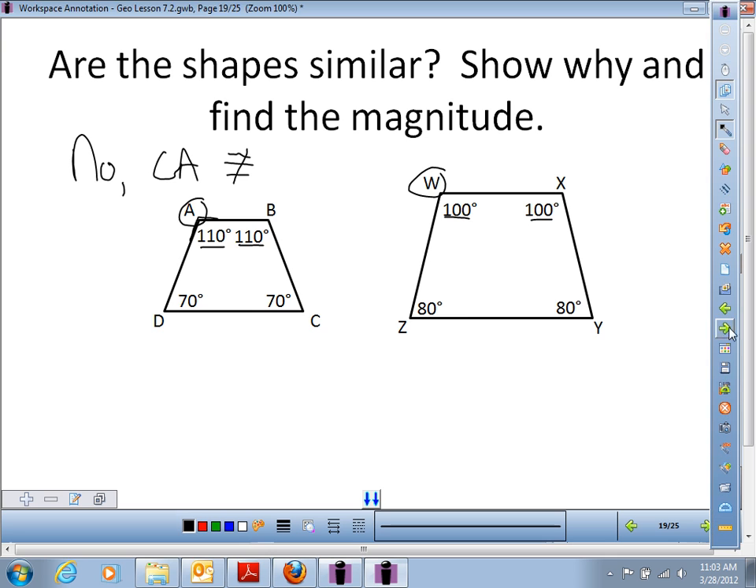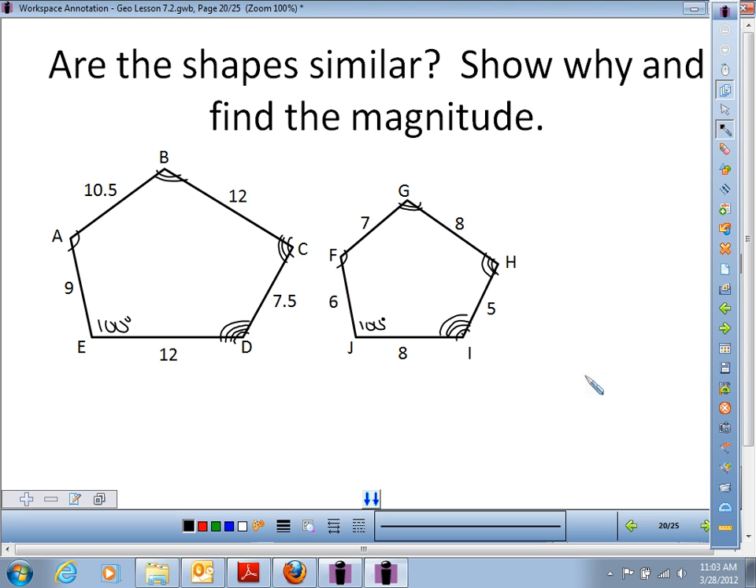All right. Next one. Are the shapes similar? Show why. So we need to check the first thing. The first thing we need to check, are my corresponding angles congruent? So let's look at A. What angle over here would be congruent to A? Well, F would. And are they congruent? Yes, because they are one arc mark, one arc mark. We haven't seen those for a while, but that means that, hey, this angle is congruent to this angle.